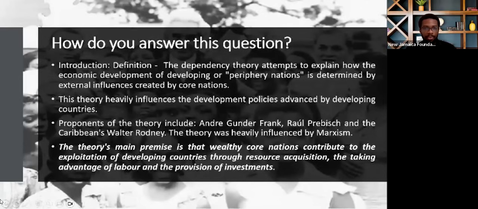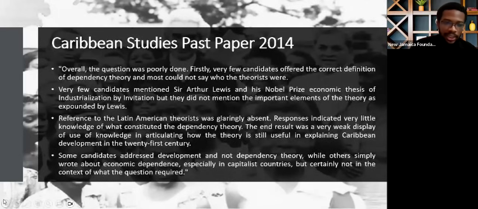So, in a nutshell, the challenge students had with this question was basically a poor understanding of what exactly was the dependency theory, how it was useful in analyzing Caribbean economies, to what extent it is still relevant to this day, and basically how dependency theory generally works, and how it contributes to development. So, how do we answer this question effectively?